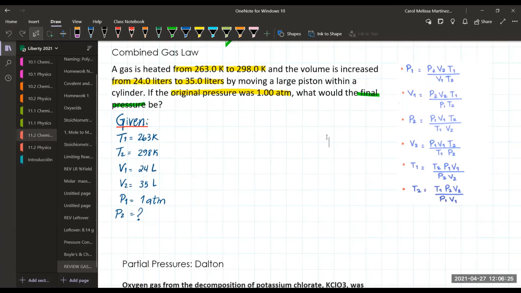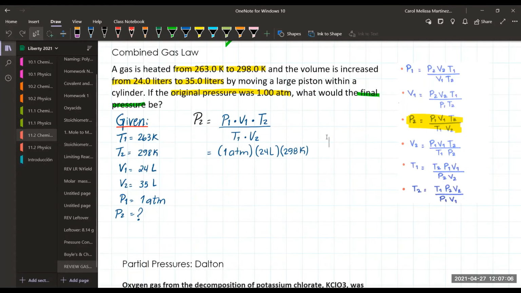So, in all the isolations, all I have to do is find pressure 2. I will write down the formula. Pressure 2 is going to be equal to pressure 1 times volume 1 times temperature 2 divided by temperature 1 times volume 2. And we just substitute the givens that we have. Pressure 1, that is 1 atm, volume 1, that is 24 liters, temperature 2, that is 298 Kelvin.